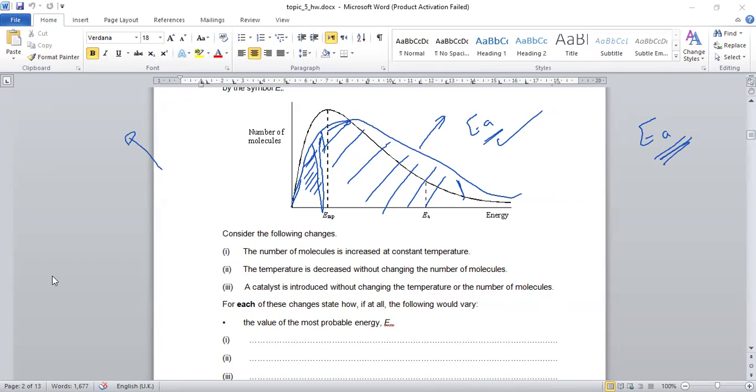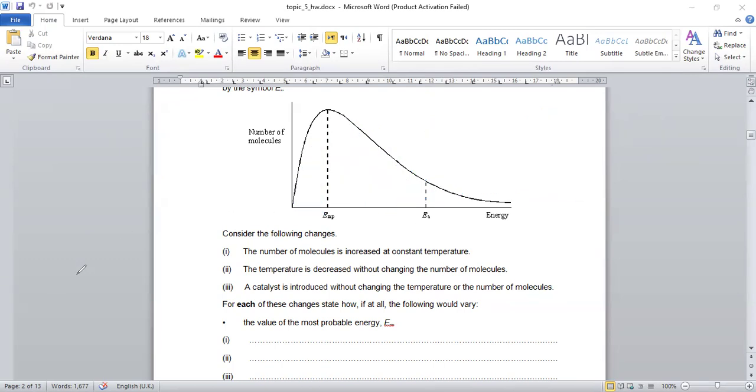So the Boltzmann curve discusses the effect of temperature in increasing the region of E activation. When the number of molecules that have the activation energy increases, that means the rate of reaction increases. That is the conclusion of the Boltzmann. Okay?